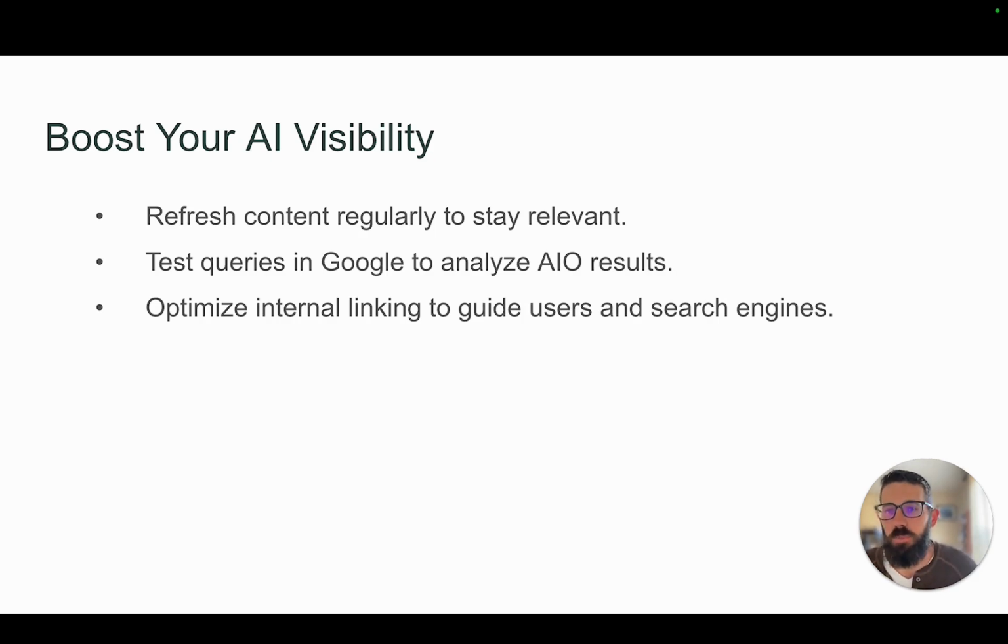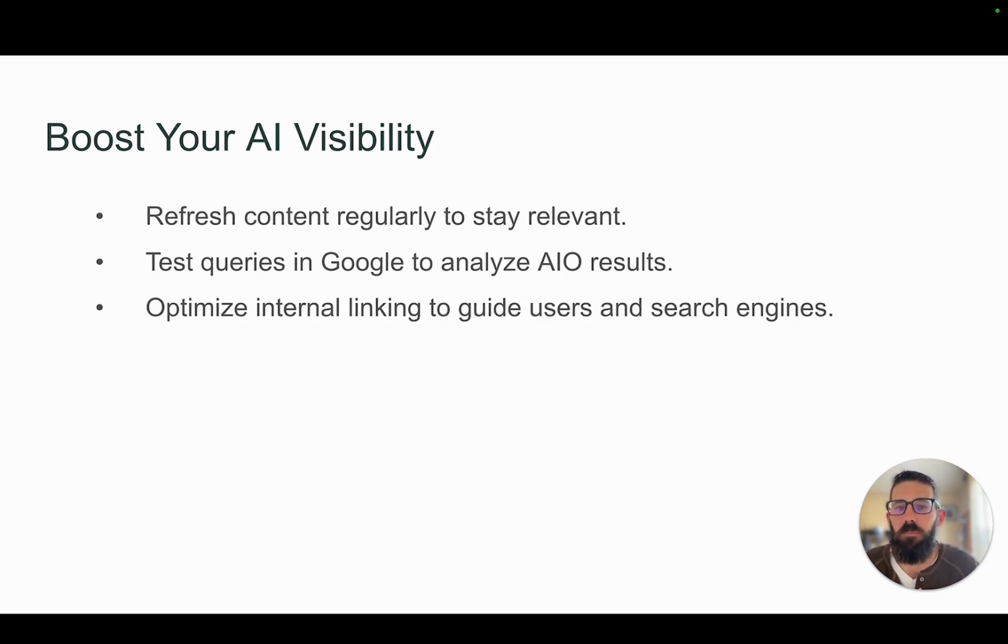Final three quick tips on boosting your AI visibility. Refresh your content regularly to stay relevant. This is, again, good SEO practice in general, but if your blog post is four years old, it's probably not going to be featured in any AI overviews. So you want to have recent content. We go through all of our blog posts and update them regularly to make sure we're staying up to date and relevant.